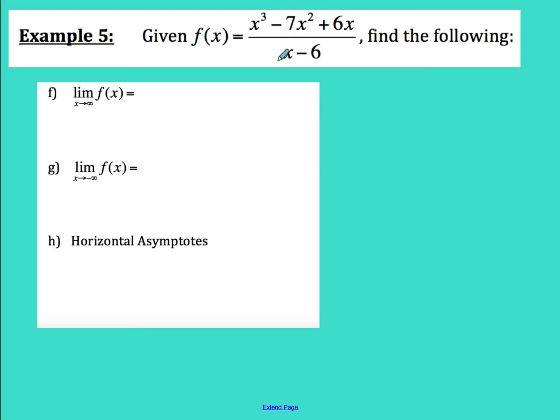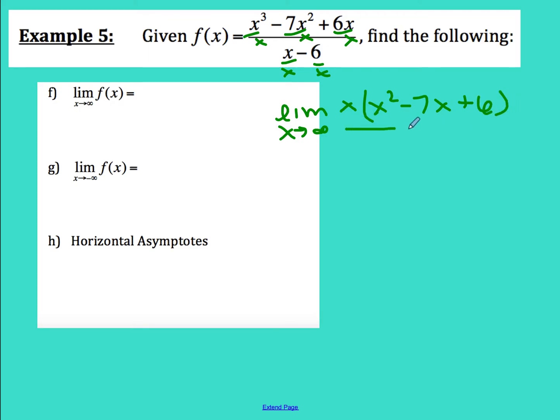So the way we do that, you guys, is biggest degree in the numerator, biggest degree in the denominator, we're going to divide everybody out, which is x. So I'm going to divide everybody by x. So I would have my limit as x approaches infinity. I'm taking out an x, so this simplifies. X cubed over x is x squared, minus 7x squared over x, so that would just leave me with 7x plus 6, all over, taking out an x, I'd have 1 minus 6 over x.